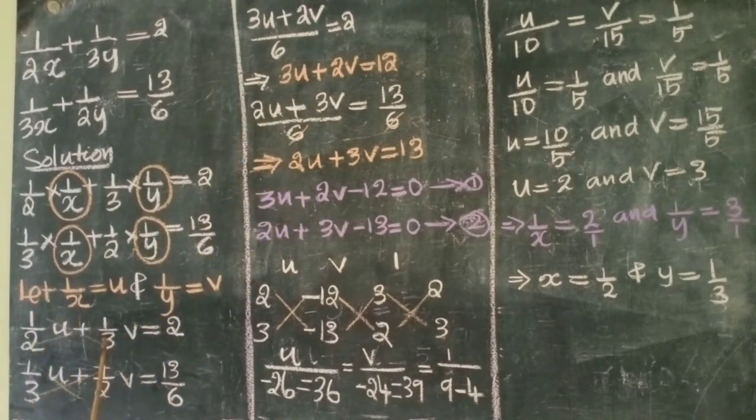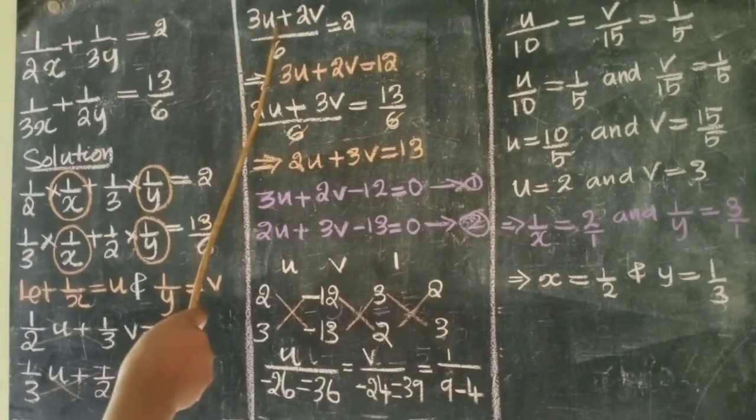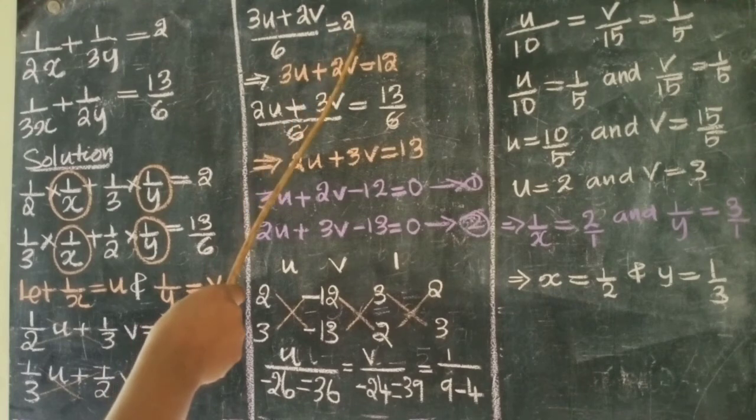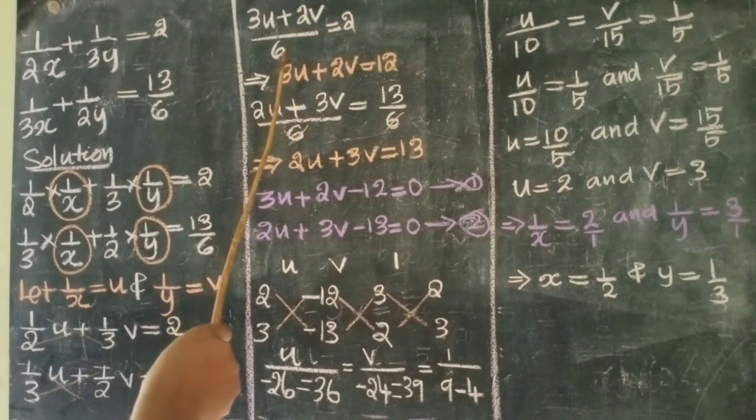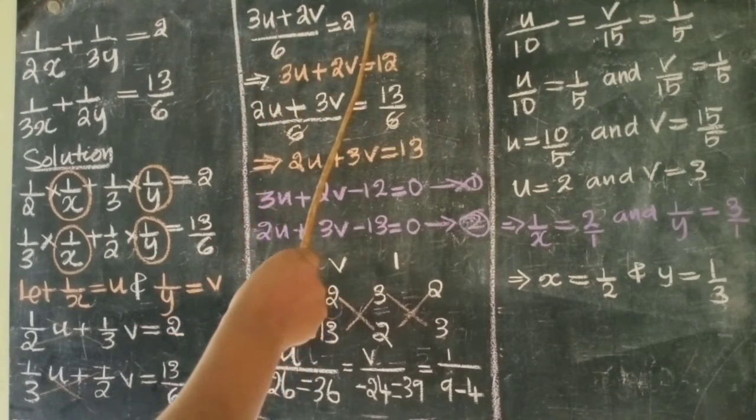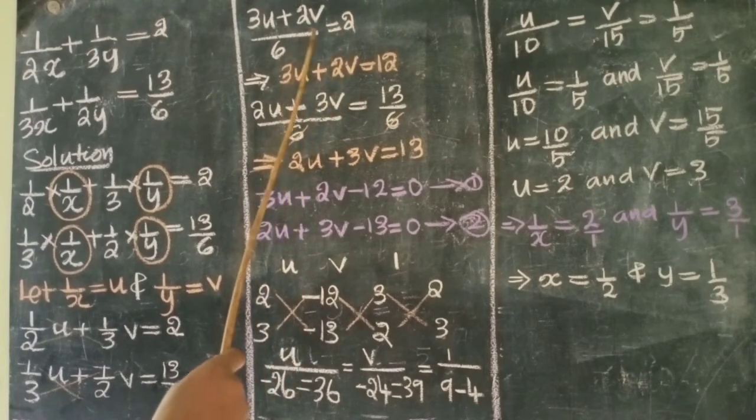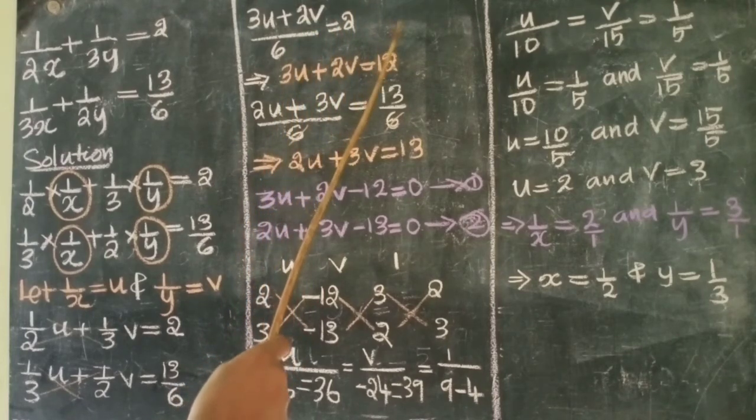1 into 3 plus 1 into 2, whole divided by 2 into 3. So 3u plus 2v, whole divided by 6, equal to 2. This 6 we can take to the right side, it will go up. 3u plus 2v equal to 12.